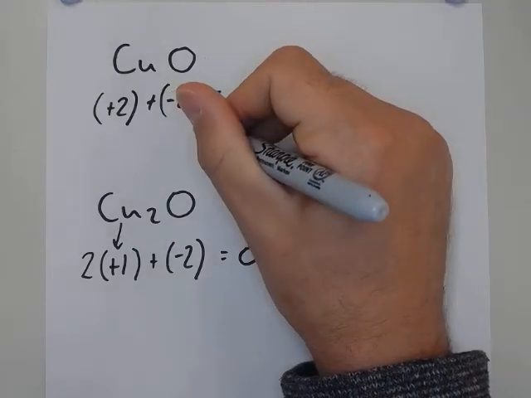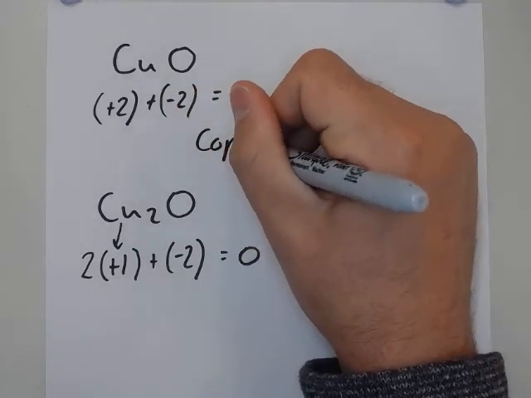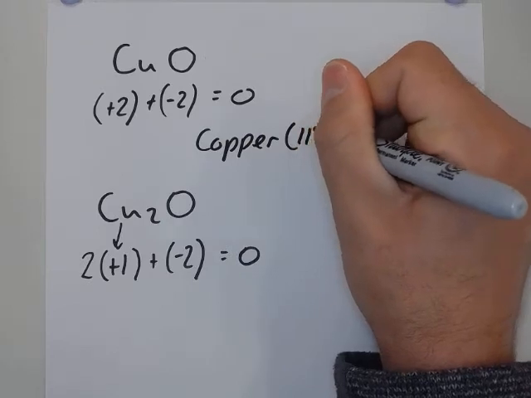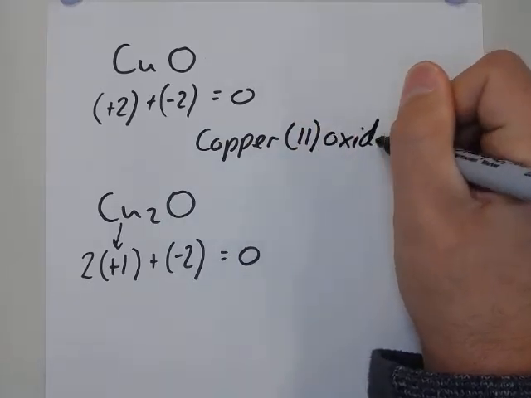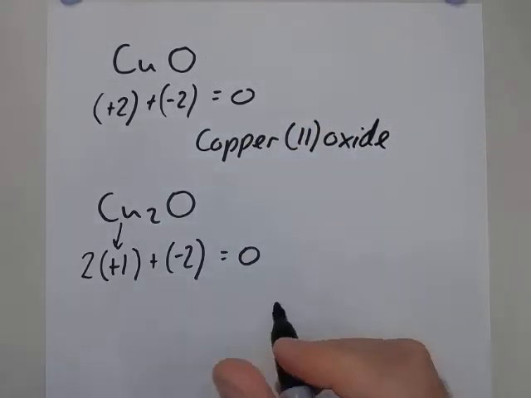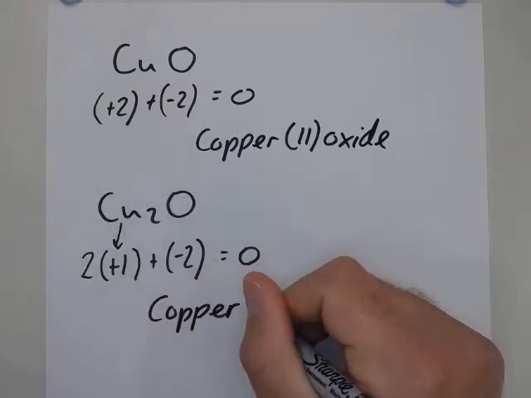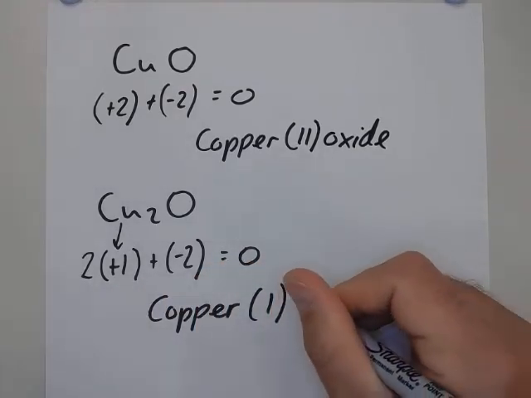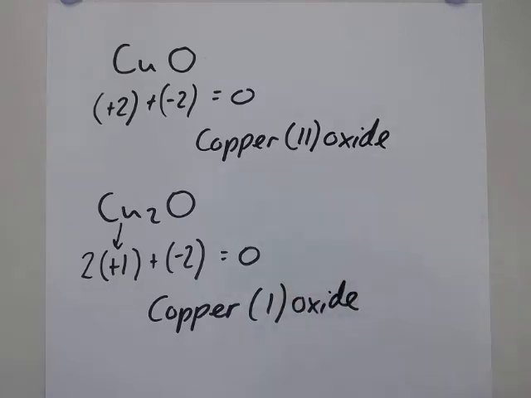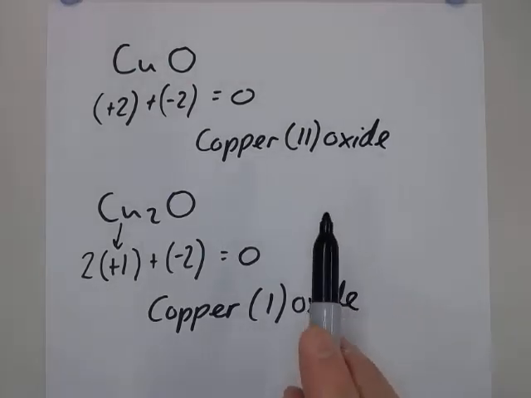So we call this one copper(II) oxide, and this one here we call copper(I) oxide. Okay, so now the name differentiates between them.